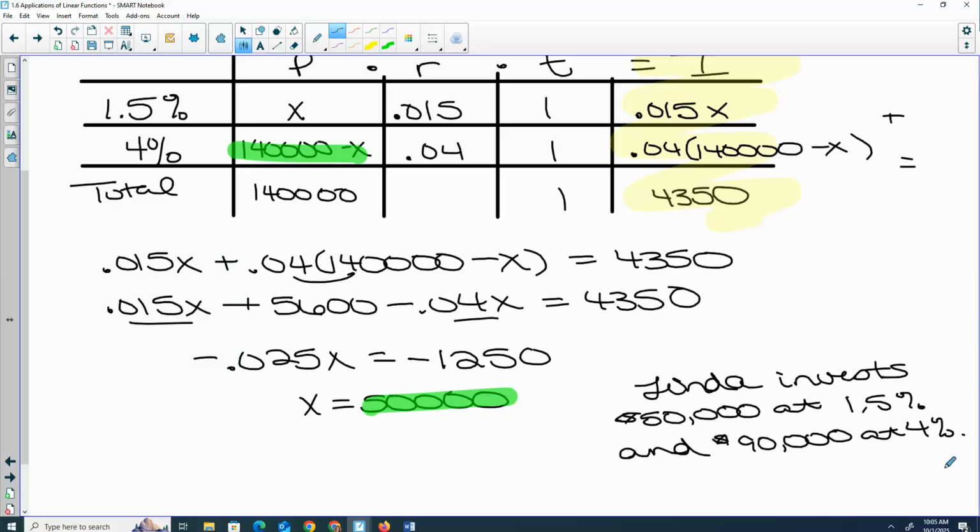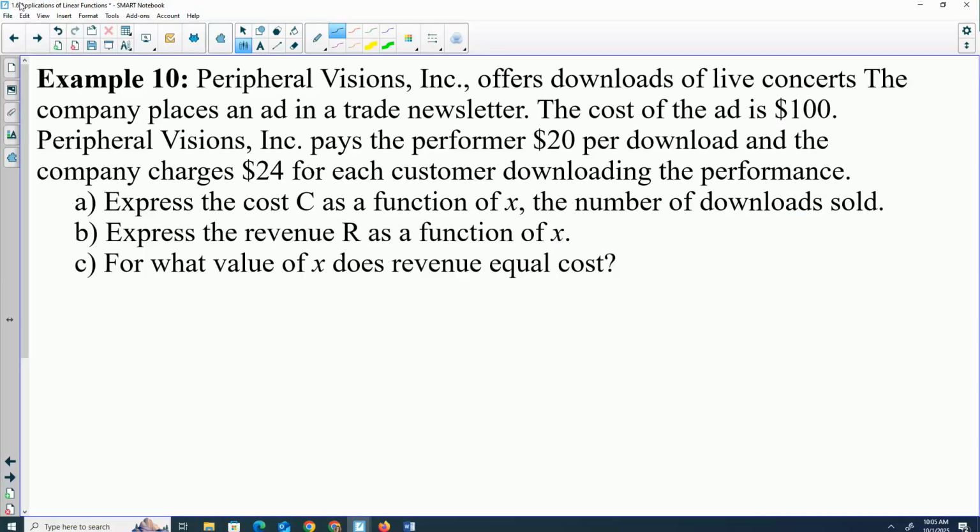Any questions on those? So can you guys handle interest problems? Let's look at this question.